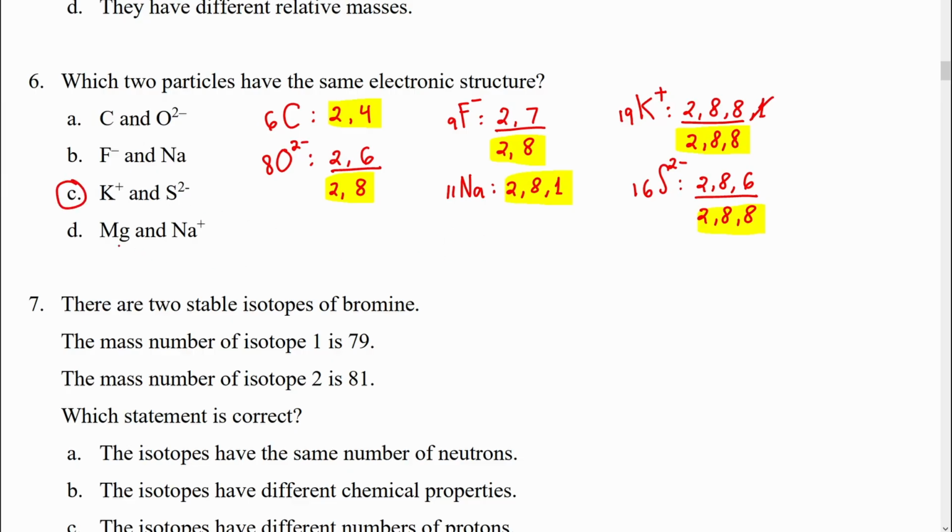But let's continue with option D. Mg is 12, right? So how do we configure this one? 2, 8, 2. And sodium is 11, so 2, 8, 1. Since it is a sodium ion and the charge is positive here, you remove one electron. Now you become 2, 8. So this is the electronic structure for option D. So it's very clear the correct answer is C.